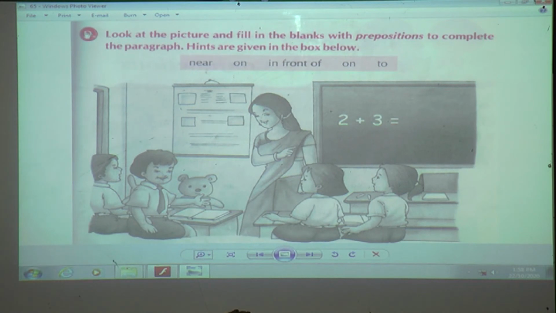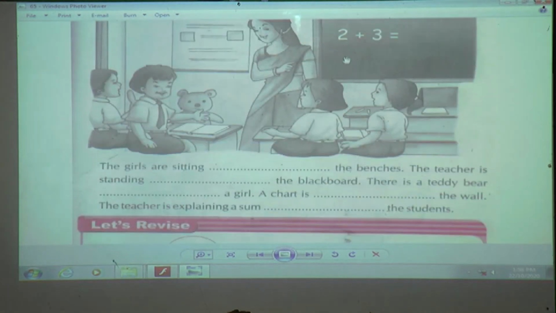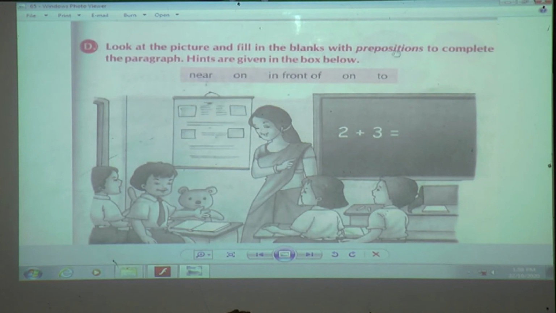What is the exercise? I hope that you have finished with exercise C. We are on exercise D, page number 65. Look at the picture. You have to look at this picture and then fill in the blanks with prepositions. Which preposition? Here they have given, to complete the paragraph. Hints are given in the box below. Here are the hints. What are the words? Near, on, in front of, on, to. Okay? Near, on, in front of and to.